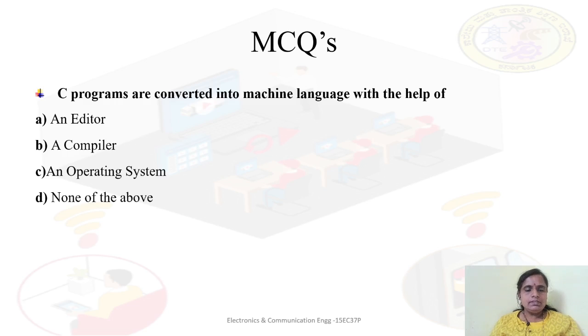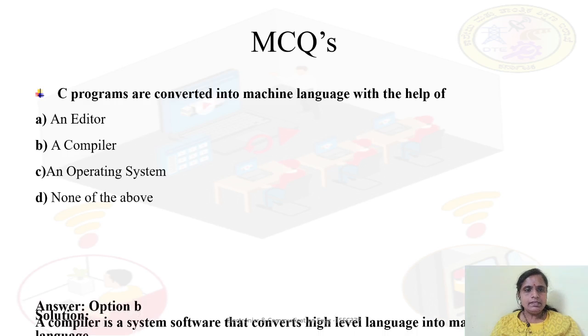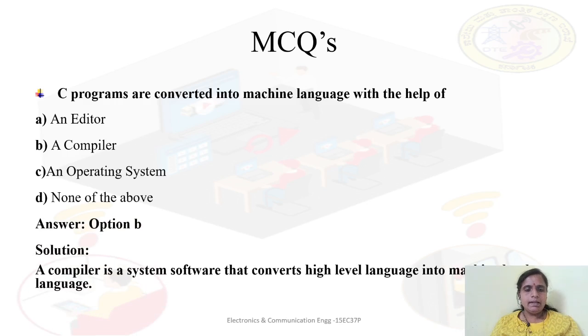the first MCQ is: C programs are converted into machine language with the help of. Whatever program you're writing, C is a high level language that has to be converted to your machine language. So what are you using? Either an editor, compiler, operating system, or none of the above. Just think about the answer. You can pause the video and think about it. Yes, the answer is a compiler. A compiler is software which converts a high level language into machine level language.